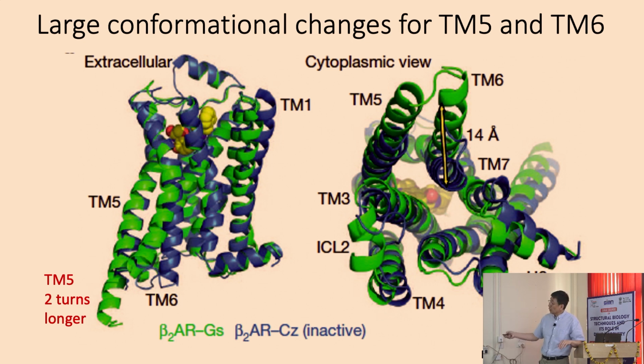And then TM5, the other helix, is longer by 2 turns. So there are a lot of complementary changes by binding a different ligand to the top of the structure. So this will be extracellular, and this will be intracellular. Essentially, the binding site typically is in the top part of the structure. As you can see from the bottom view right here, the cytoplasmic view, the helix moves by, in their measurement, 14 angstroms. So here in the middle is a pocket, and that's where the helix will need to bind.